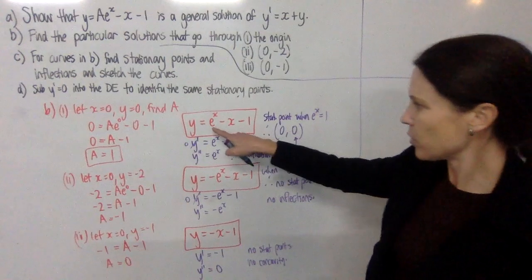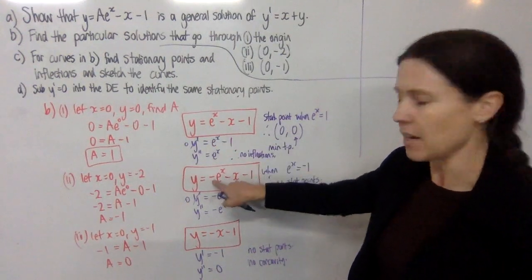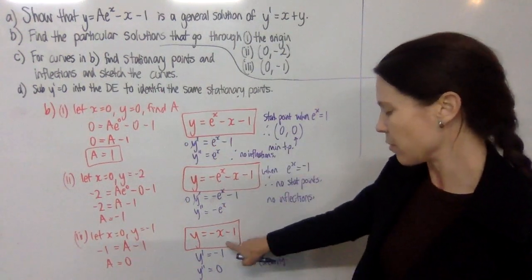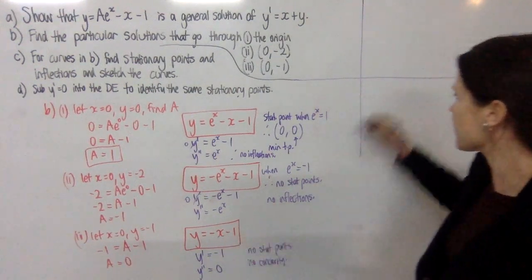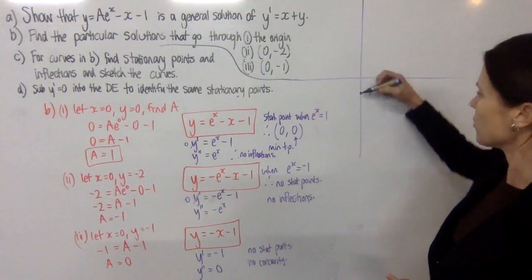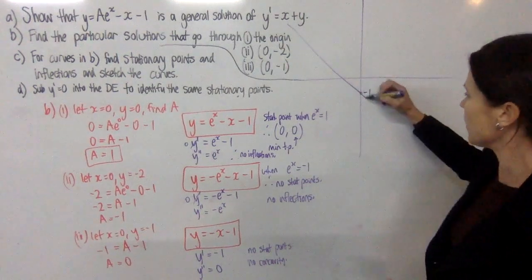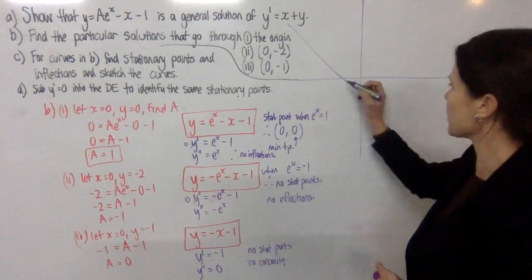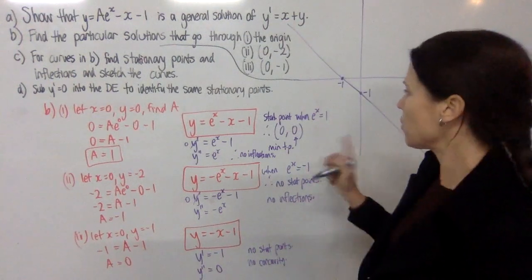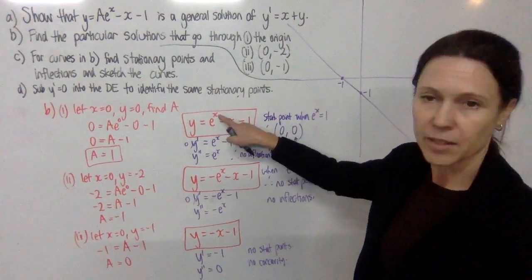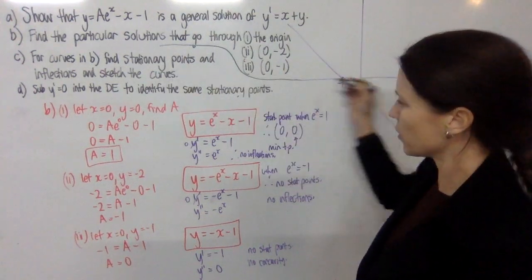Now you'll notice that these two are really similar. We've just got the negative out the front here, but let's graph this one first. It's got a gradient of -1, it's just a straight line, and a y-intercept of -1. So it's going through here and it's heading off at an angle of 45 degrees like this, and also going through -1 over here.